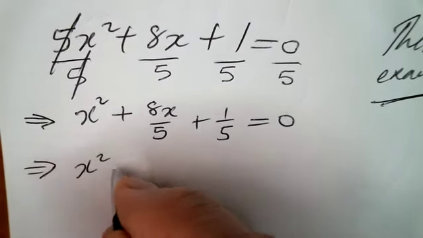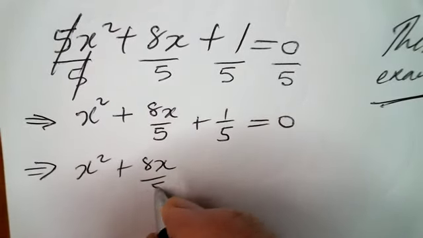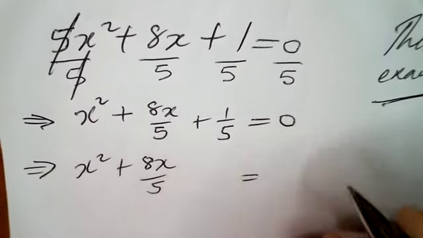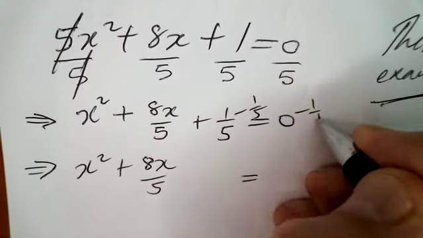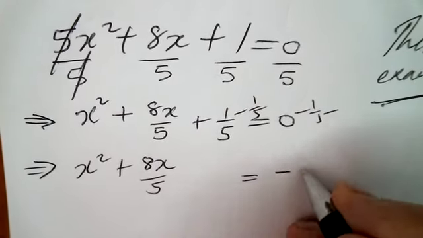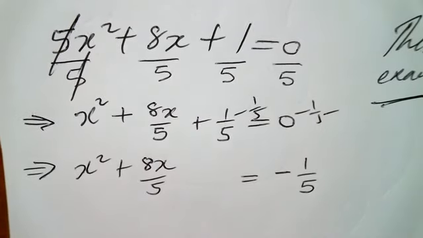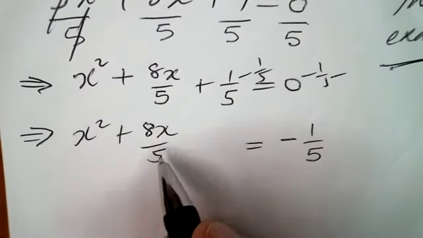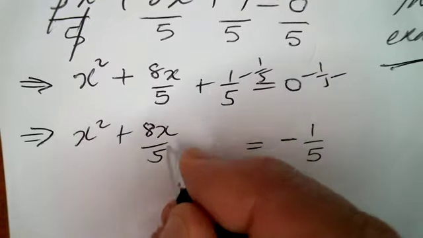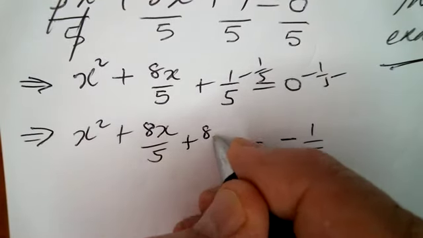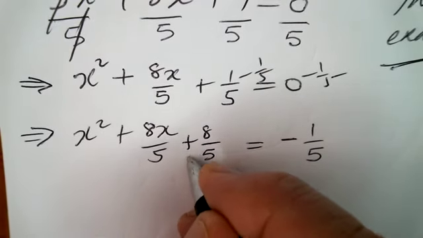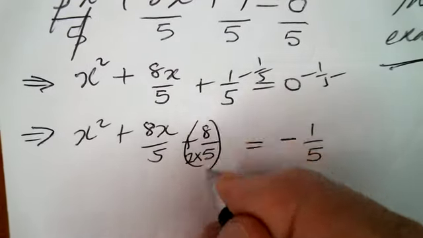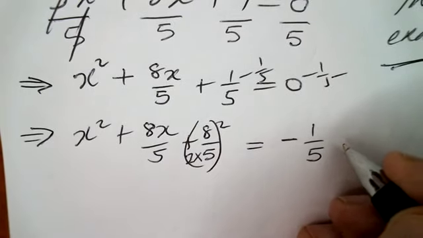So next step, that implies that I'm going to have my x squared plus 8x on 5. I'm going to subtract 1/5 from both sides. Subtract 1/5, subtract 1/5. So now the negative 1/5 is over here. Now I'm going to add the b portion. So I'm going to add an 8 on 5, multiply it by 2, so 2 lots of that, square it, and I'm going to do the same thing to both sides.